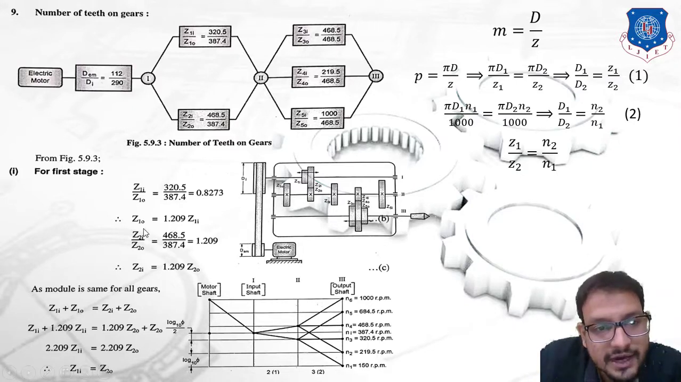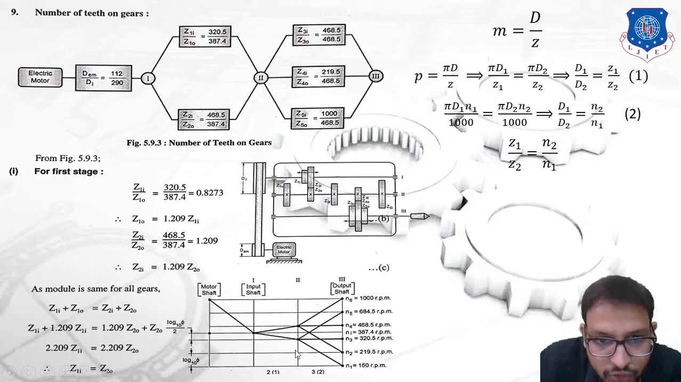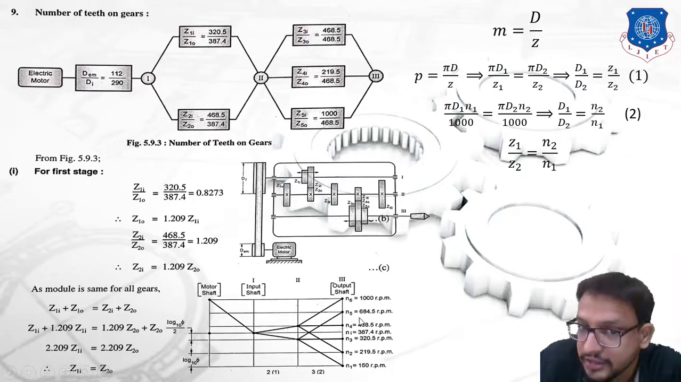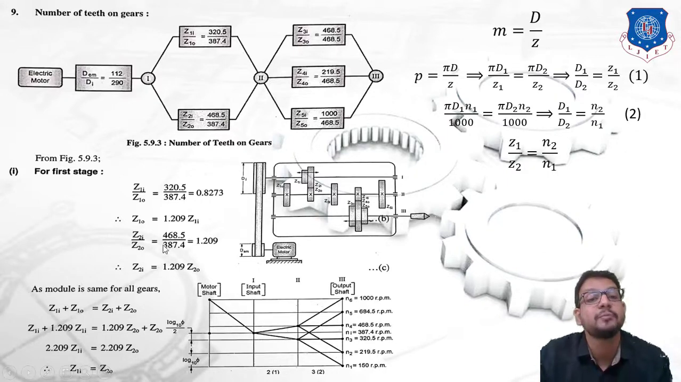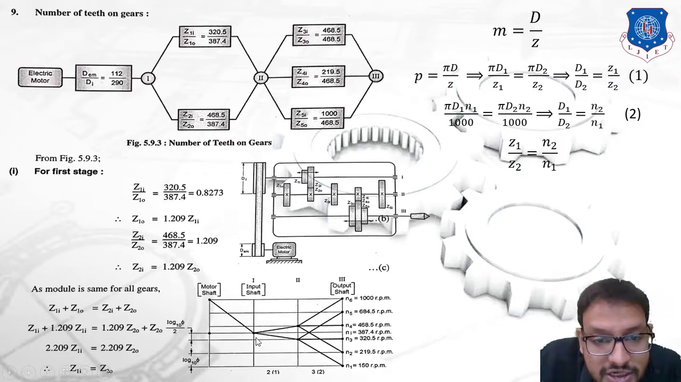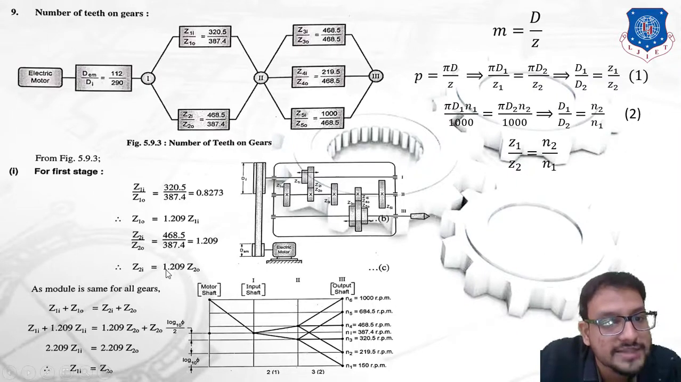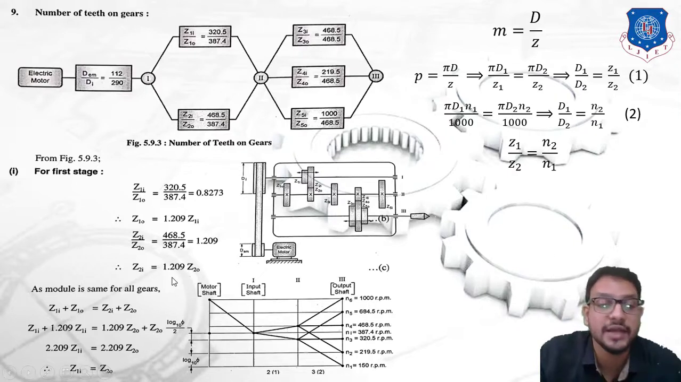Similarly, for z2i upon z2o, since it is a step up in speed, you can see from this gearing diagram that the step up takes place. So I can say this line will be this. Corresponding to this line, the speed is n4, that is 468.5 rpm. So I have written 468.5 rpm upon the initial speed ni, that is 387.4 rpm, right? So the ratio again becomes z2i is equal to 1.209 into z2o.